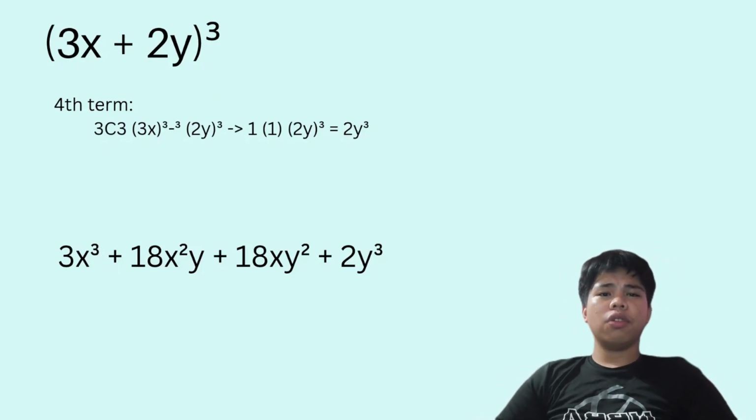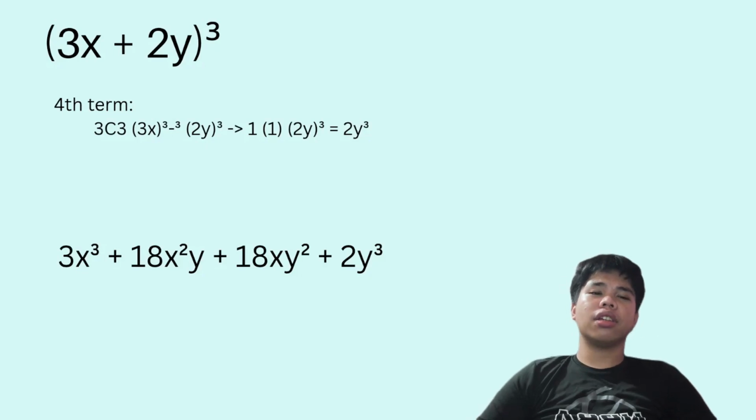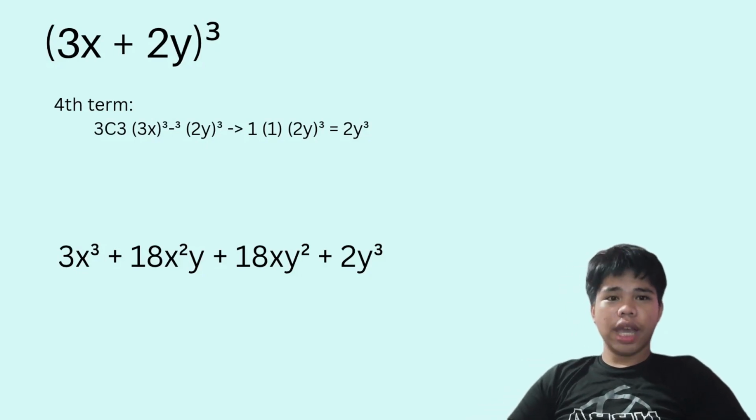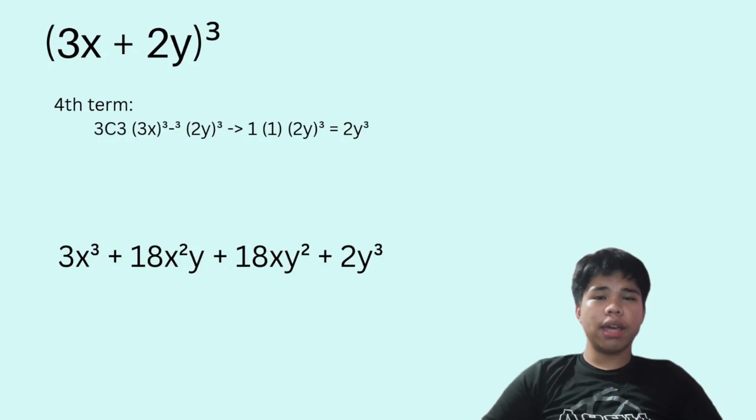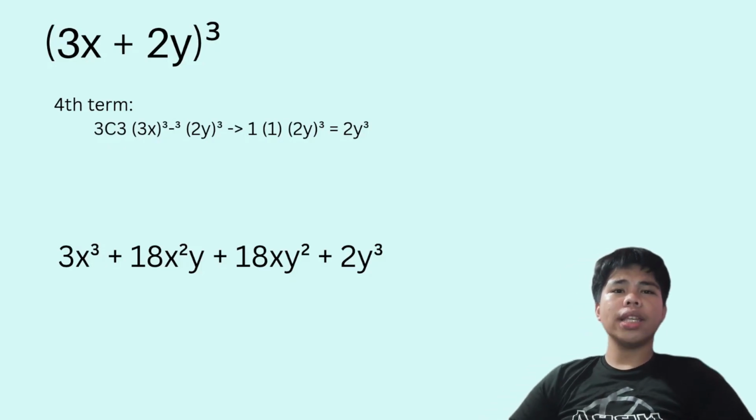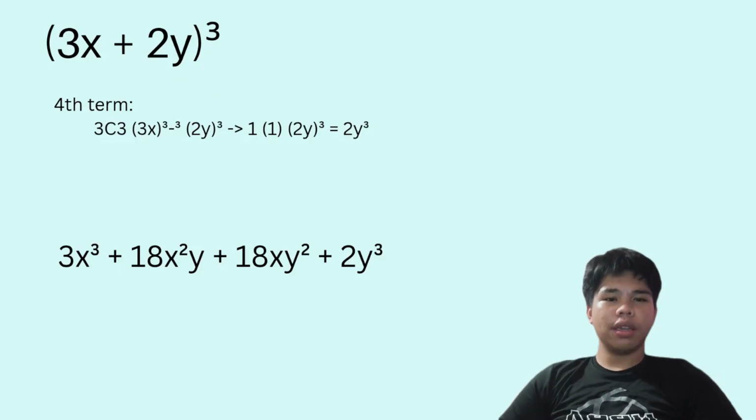So if you combine all the answers in each term, you have 3x cubed plus 18x squared y plus 18x y squared plus 2y cubed.